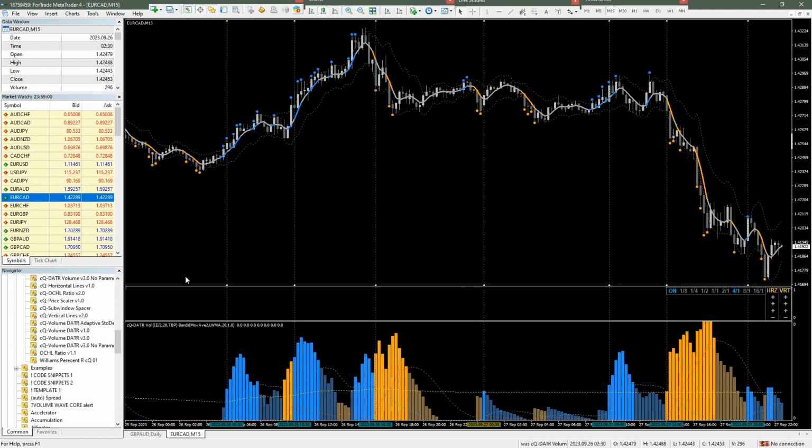This video is going to be about the cQ-DATR volume indicator version 3.0. This is the indicator down here. As you can tell, it's very similar to the WAE indicator, except this indicator uses the DATR in place of the MACD. If there's enough up volume, it'll draw this brighter blue color. It has to be above this minimum level, as well as above this up band here. And for the down, it also has to be above the minimum level and above this red band here.